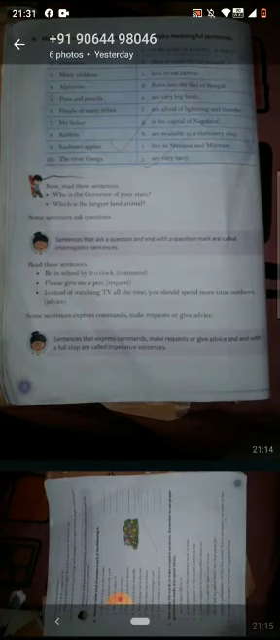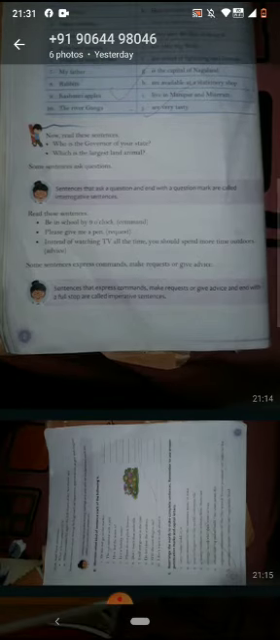For example, who is the governor of your state? What is the largest land animal? Or you can say, what is your name? How are you? All these sentences ask you a question, and therefore they are examples of interrogative sentences.